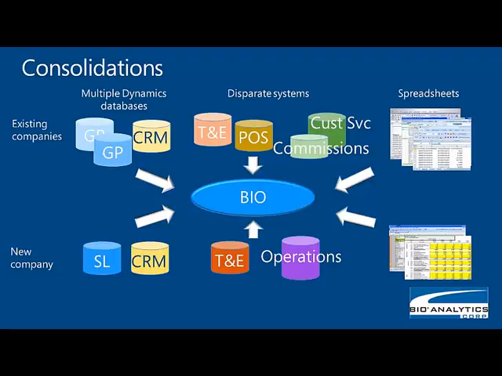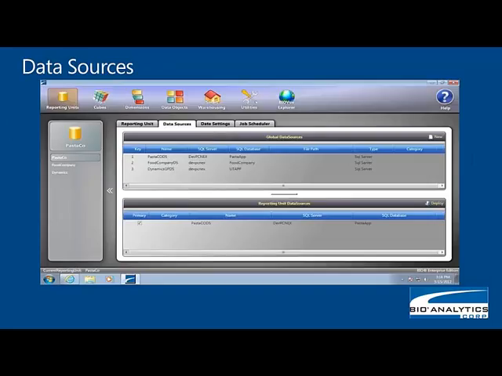The way we do that is to take all that data, whether it's in multiple databases or spreadsheets, and combine it in the Bio data warehouse. Bio is really a major code generator, so without having any data warehouse experience, you can pull together all that data into the data warehouse. We're going to take a look at just a couple of screenshots to give you an idea of just how easy it is to do consolidations in Bio.